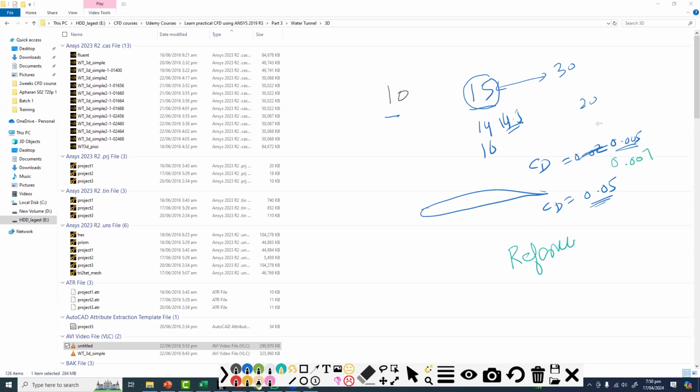Or maybe sometimes your result is very off, like 0.009, but you know that this much error is there. And I have run the simulation for NACA 0012, and I was getting results with an error of 50%.